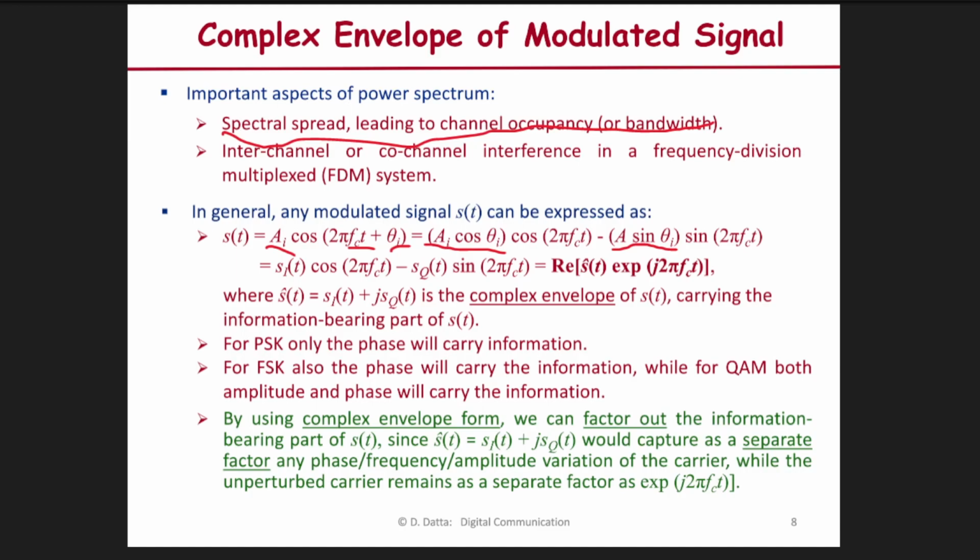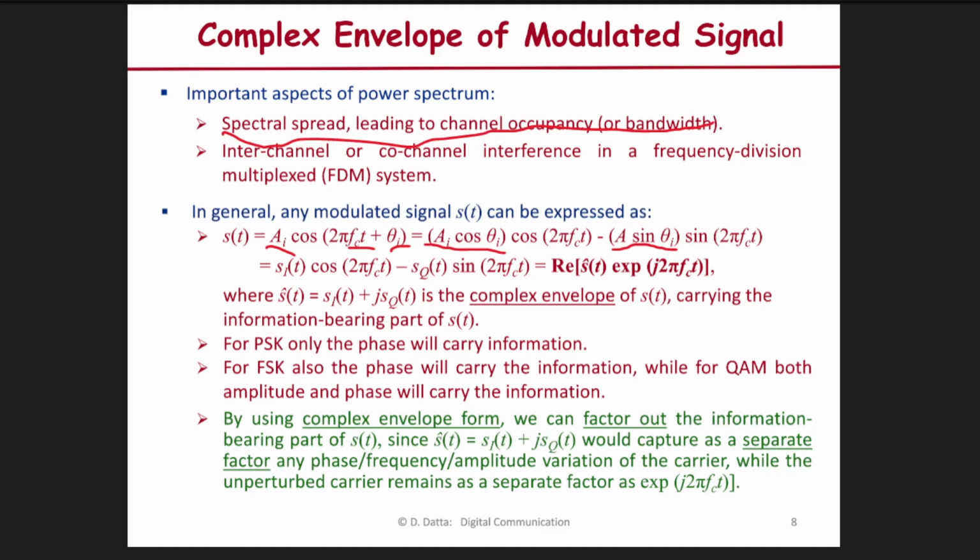Okay, so for ASK also only A will be changing. So maybe plus minus A, or 0 and A, or plus minus A and 0, or maybe A by 2, A by 3, things like that. So for ASK and PSK, you see that you can manage with the in-phase components, whereas for others you cannot go by only in-phase components.